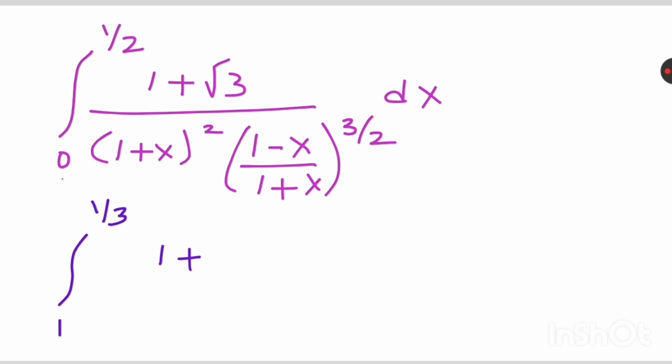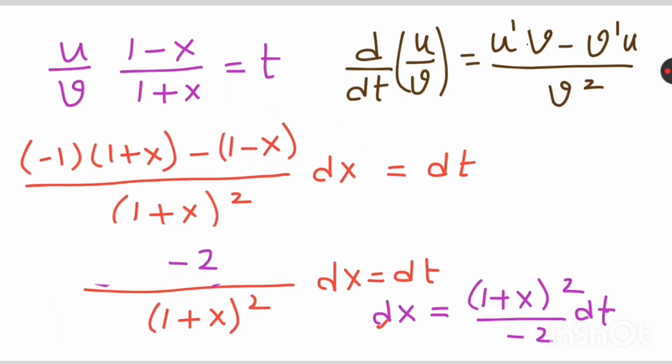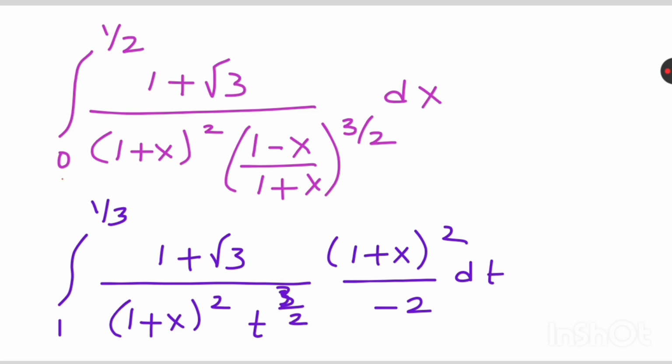So let's change it. The numerator is 1 plus root 3, over the denominator (1 plus x) whole squared, and this part we consider as t, so let's write t raised to the power of 3 over 2. After considering this term as t, our dx changed into (1 plus x) whole squared over minus 2 dt. Observe here, in the numerator we have (1 plus x) whole squared and in the denominator we have (1 plus x) whole squared, which get cancelled. So we are left with only this.